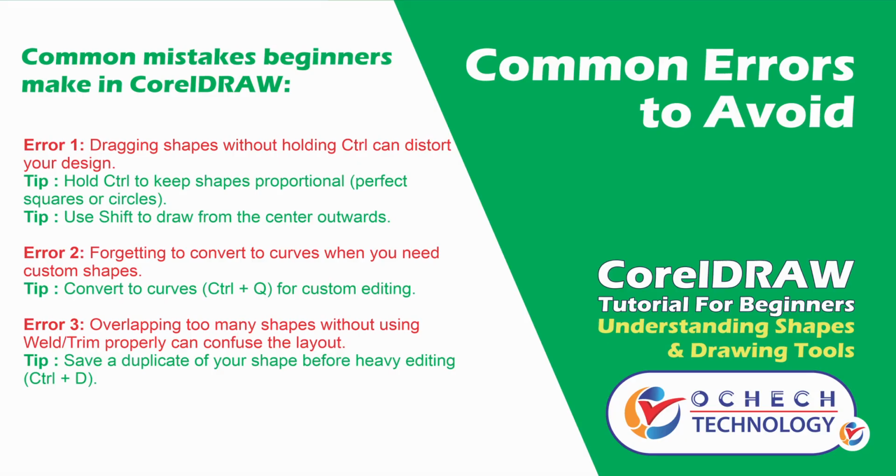Another error is forgetting to convert to curve when you need a custom shape. If you need to adjust a shape, make sure you convert to curve, and you convert to curve using Control Q. Lastly, avoid overlapping too many shapes without using weld or trim properly, as it can confuse the layout. Notice that with the last one, I only took two shapes and I aligned them properly before I welded them. What I used to create a replica of the shapes I had before was Control D, which is duplicate. And now I have a duplicate which I want to work with.